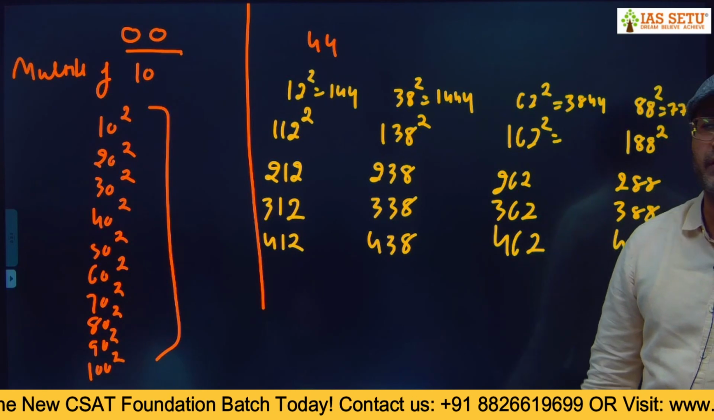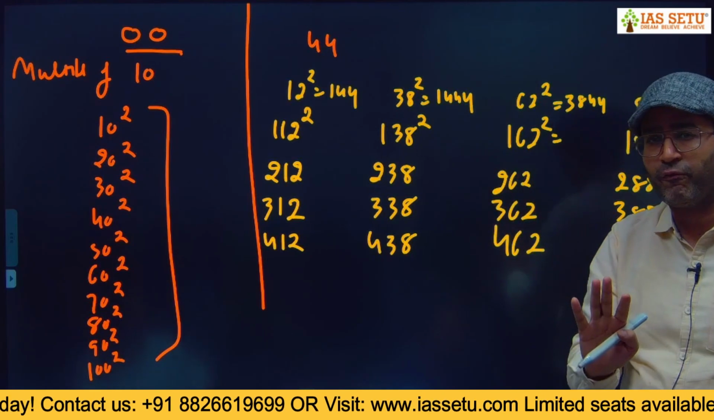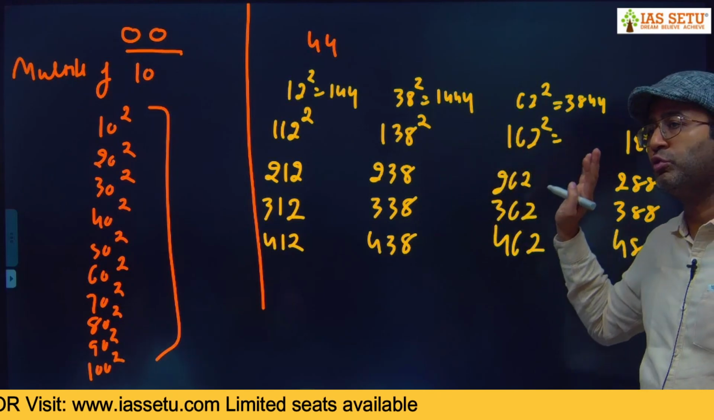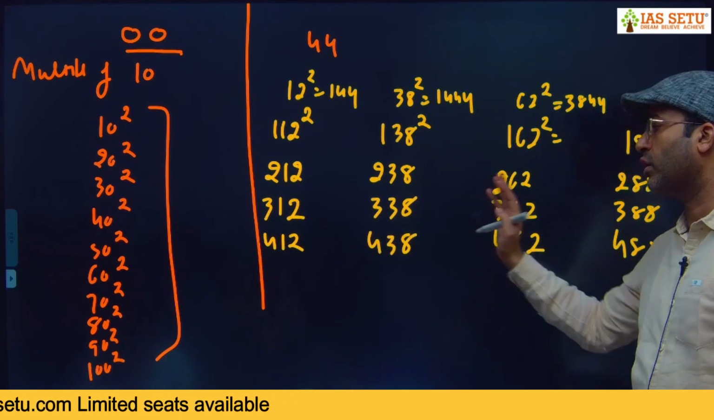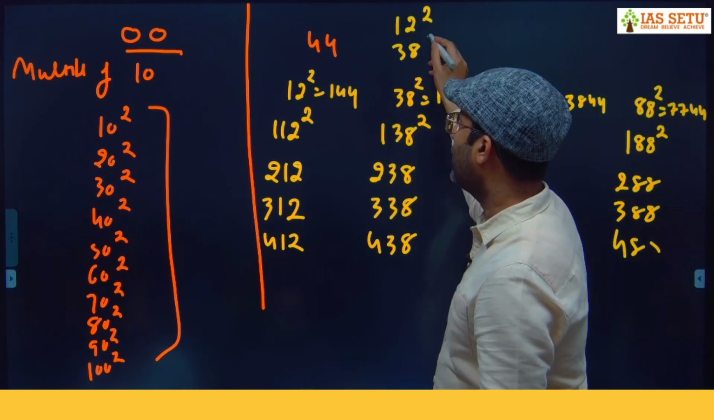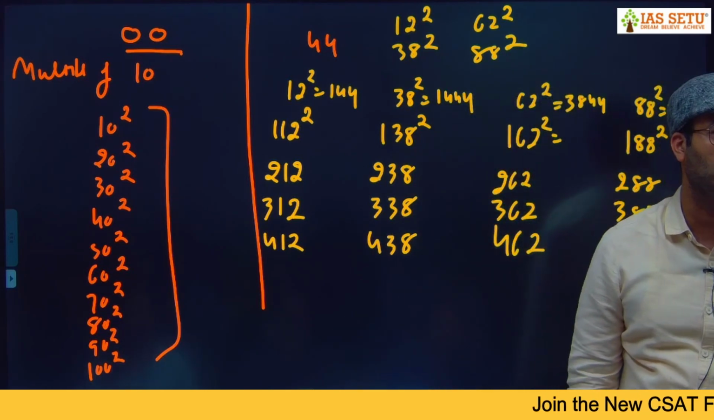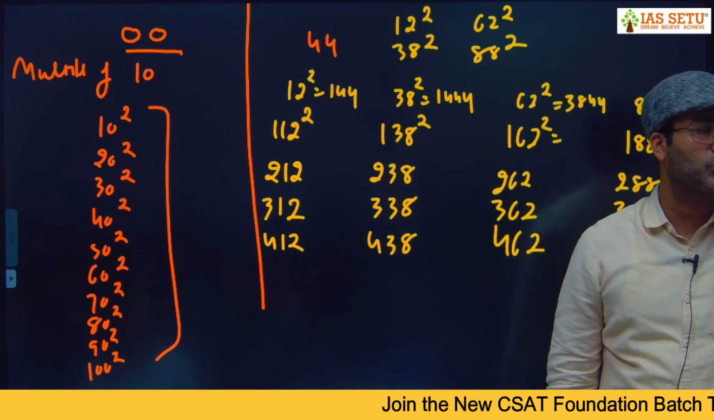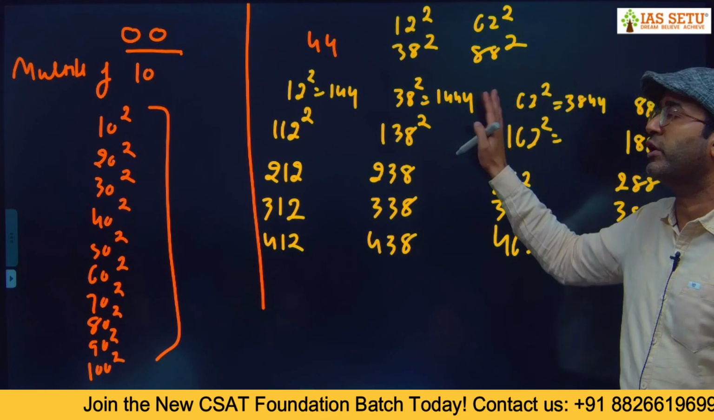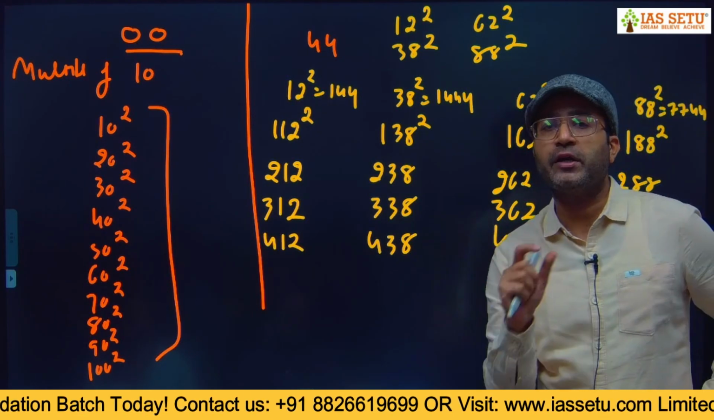So in every hundred there are 4 values: 12, 38, 62, 88. From 100 to 200 also you have 4 values which give you 44. From 200 to 300 also there are only 4 values which give you 44 in the last. From 300 to 400 also, and 400 to 500 also. So the idea is 12 square, 38 square, 62 square, 88 square. These are the 4 values from 0 to 100, from 100 to 200, from 200 to 300. These 4 values will give you 44 and no other value. So now it depends on the question.